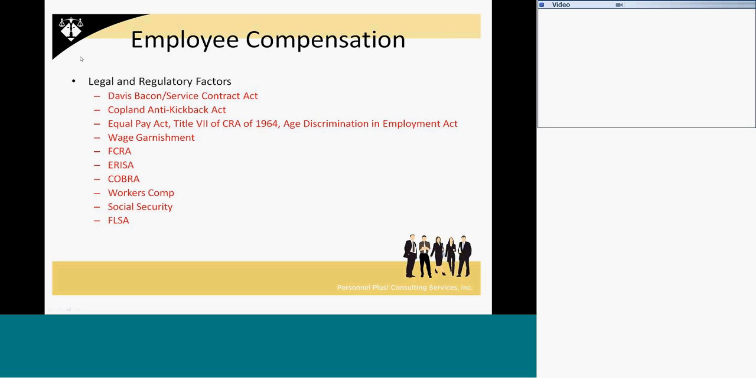Compensation is another area. Compensation and benefits, a lot of these laws address those two areas equally. Some of the laws that you deal with that have to do with employee compensation. As a federal contractor, you're very likely subject to either the Davis-Bacon Act or the Service Contract Act. Davis-Bacon Act applies to people who engage in contracts to build buildings or highways or power dams or that sort of thing. So it's construction related.